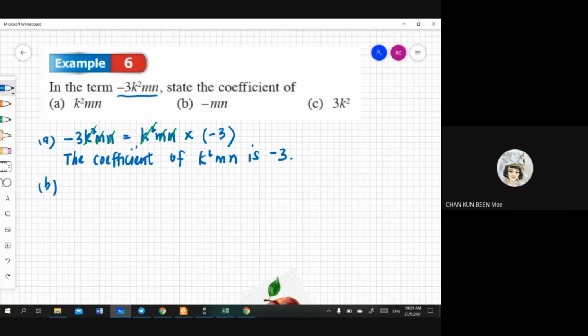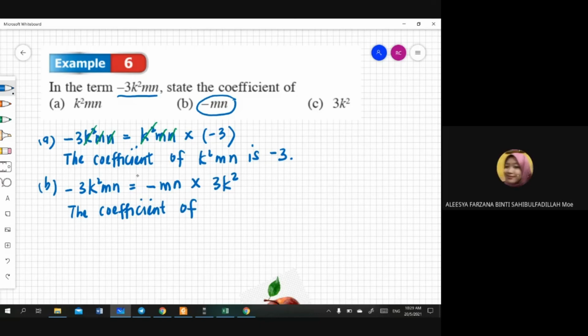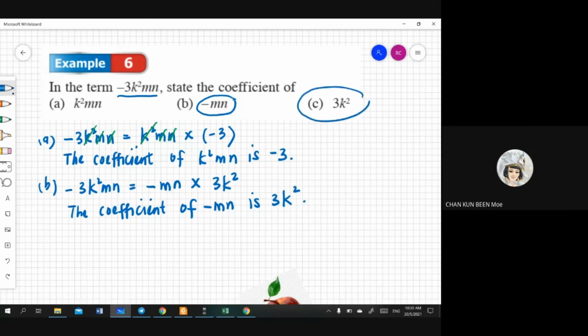Same thing, you are asked to state the coefficient of negative mn. So you find out negative 3k squared mn is equal to negative mn multiplied by what? 3k squared. Yes, very good. Therefore, you just rewrite it. The coefficient of negative mn is 3k squared. Correct. Okay, now we continue with the last one.